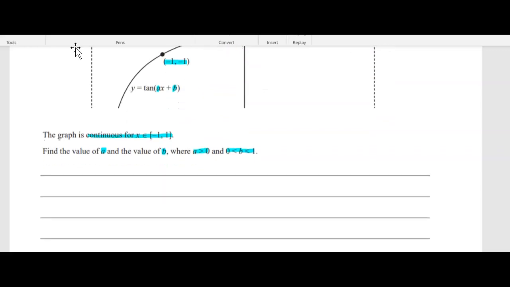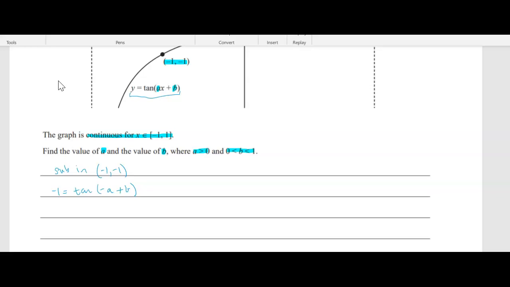So what we need to do first is just substitute in those 2 points. I'm going to substitute in (-1, -1) first. So we're going to have -1 equals tan(-a + b). Now there's no need to rearrange this equation because we're not looking at transformations. If we were going to solve it using transformations, we would need to take a out as a common factor, but we're not solving it that way. So we can just leave it as it is.